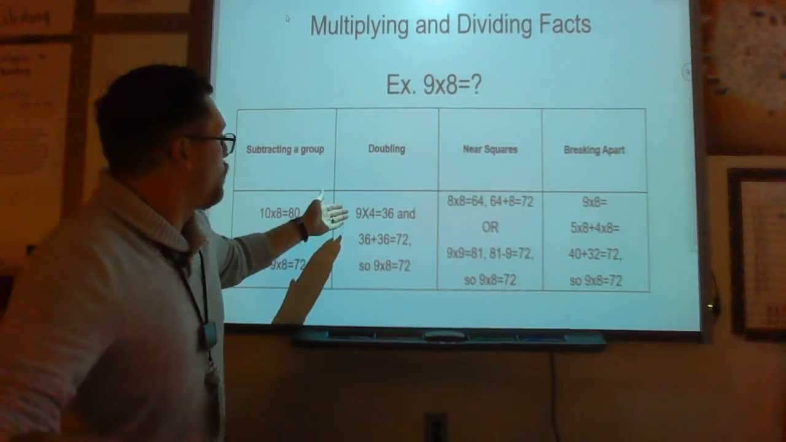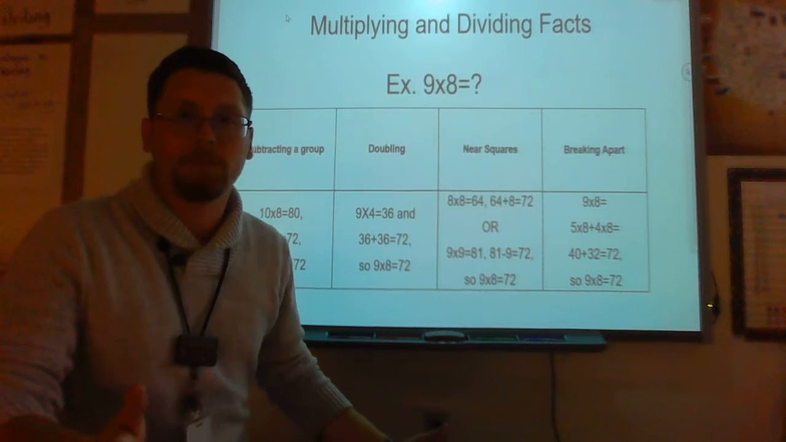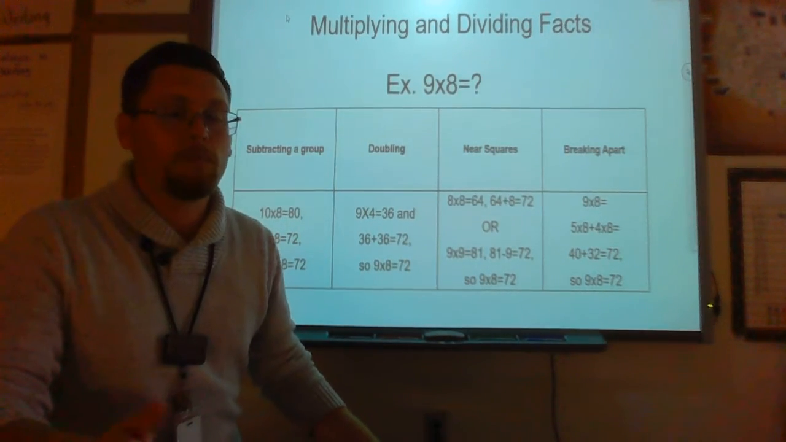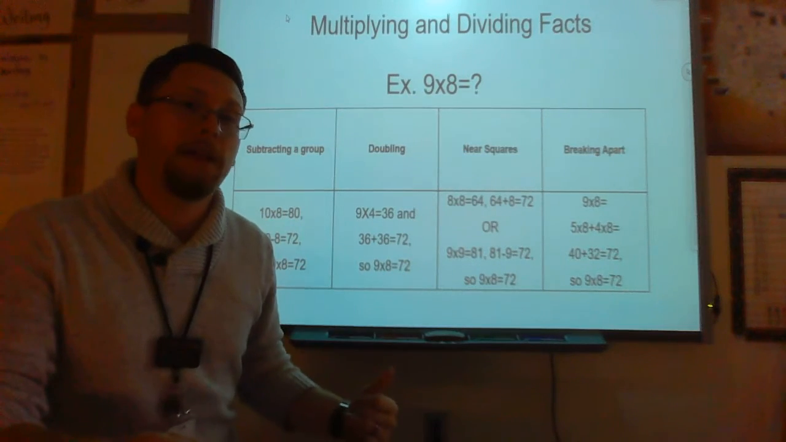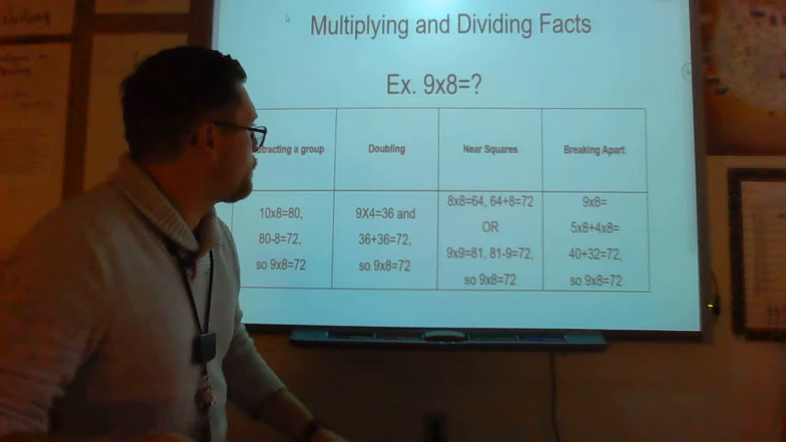For doubling, we're going to take 9 times 4, which equals 36, and we're going to do 36 plus 36, which equals 72. Why did I use 4? Well, because 4 is half of 8, and when I double that together, I get 72.